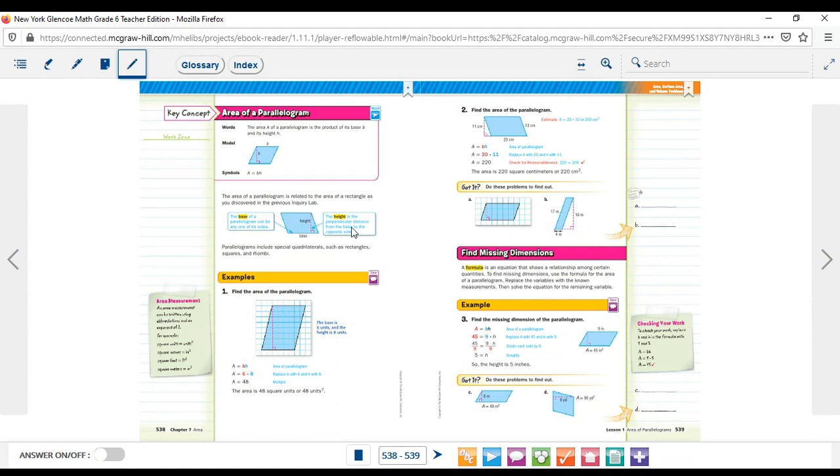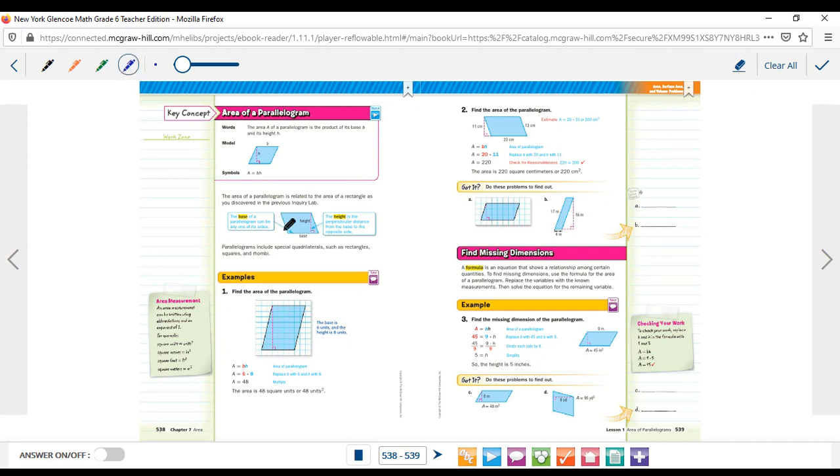The height, though, that you have to be careful, is the perpendicular distance from the base to the opposite side. You cannot measure this angled line, okay? Hold on, let me just draw it for you. Okay, you cannot measure this line right here, okay, that was bad, as the height, because it's on an angle.